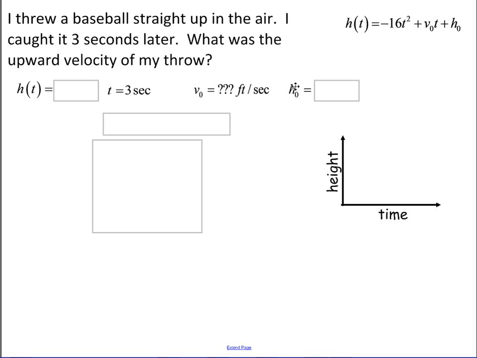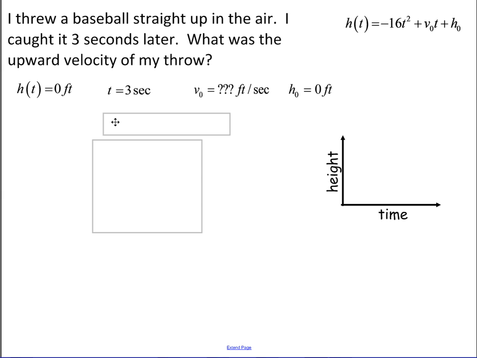H of t and h naught, the height at the final time and the height at the starting time, are going to be the same, because what the problem says is that I threw the baseball up in the air, so wherever I'm standing, let's say I'm standing on the ground, which we'll call 0, I then caught it in the same place. So wherever I was standing when I threw the ball is where the ball returned to. So we're going to use 0 for both of those.